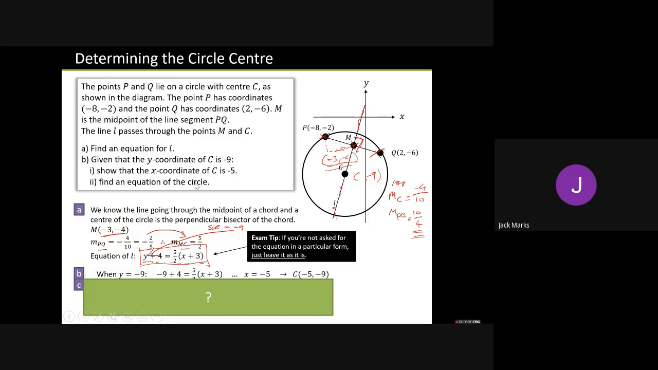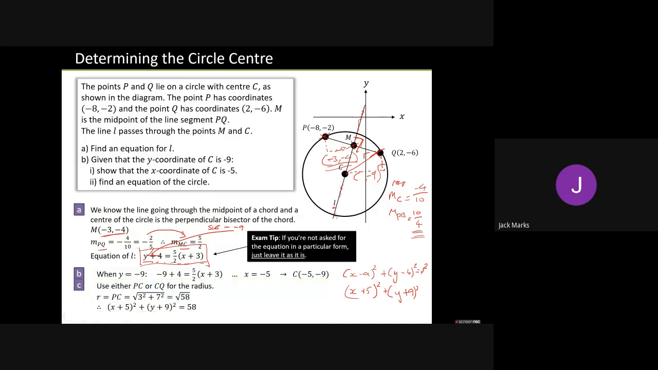Finally then, find an equation for the circle, where a circle has the part about the center, and we've just found that. We know that the center is -5, -9. The other component is the radius. So after we've put in -5 and what was the other one? 9. You can do some Pythagoras, and I suggest maybe you do some Pythagoras from C to Q, okay, to find this here, because this will be your R value.